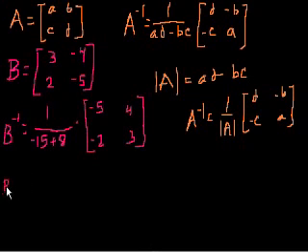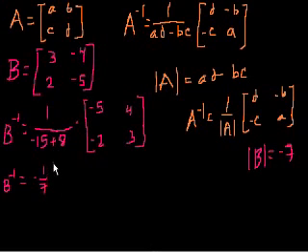So B inverse is equal to, it's minus 15 plus 8, that's minus 7. So this is minus 1/7. So the determinant of B is equal to minus 7. So it's minus 1/7 times minus 5, 4, minus 2, 3, which is equal to, this is just a scalar, this is just a number, so we multiply it times each of the elements.